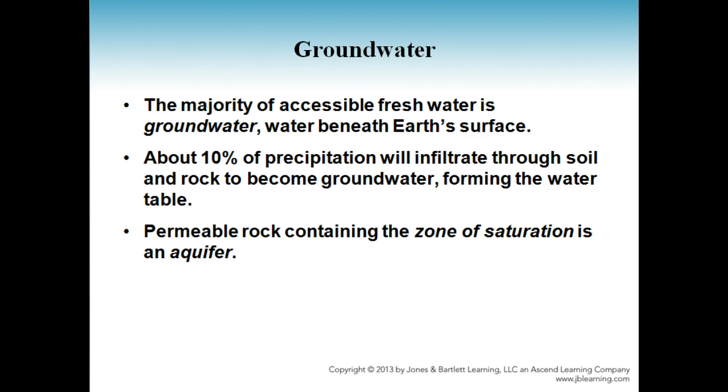The majority of accessible fresh water is groundwater. That's water beneath the Earth's surface. About 10% of precipitation will infiltrate through the soil and rock to become groundwater, forming the water table. Permeable rock containing the zone of saturation is an aquifer.